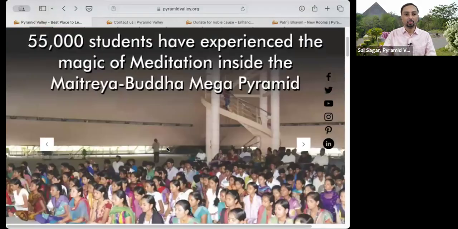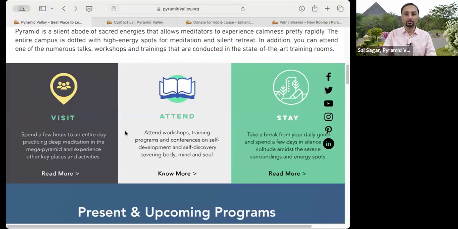The whole goal is for people to visit, experience meditation and meditative energies, attend workshops, training programs, and also there is accommodation, rooms that you can book, call the reception and book. There are different classes of accommodation. You have dormitory accommodation, which is a lot less expensive. I think it's around 500 rupees per day. And there are the standard deluxe rooms, and then there are the luxury rooms available.